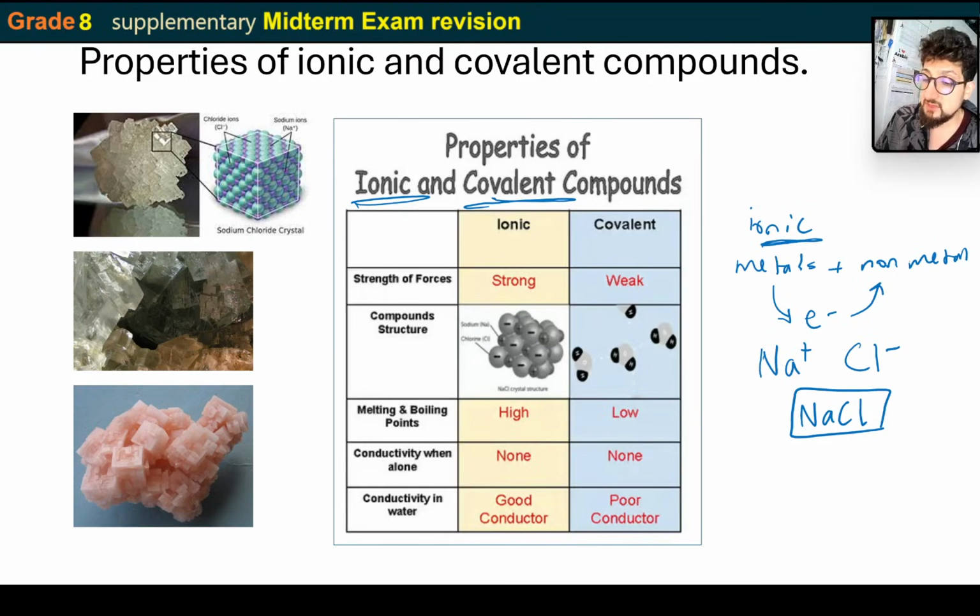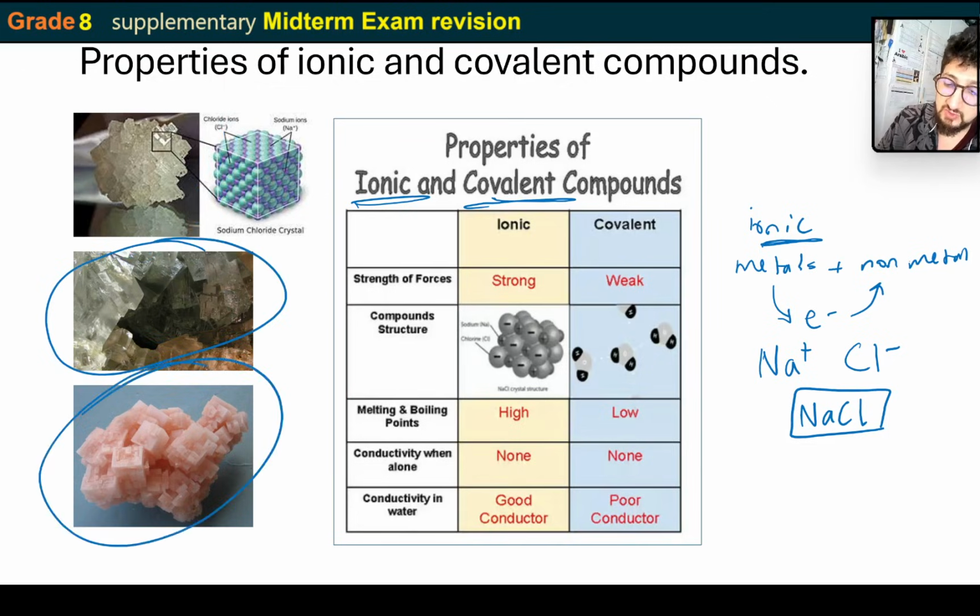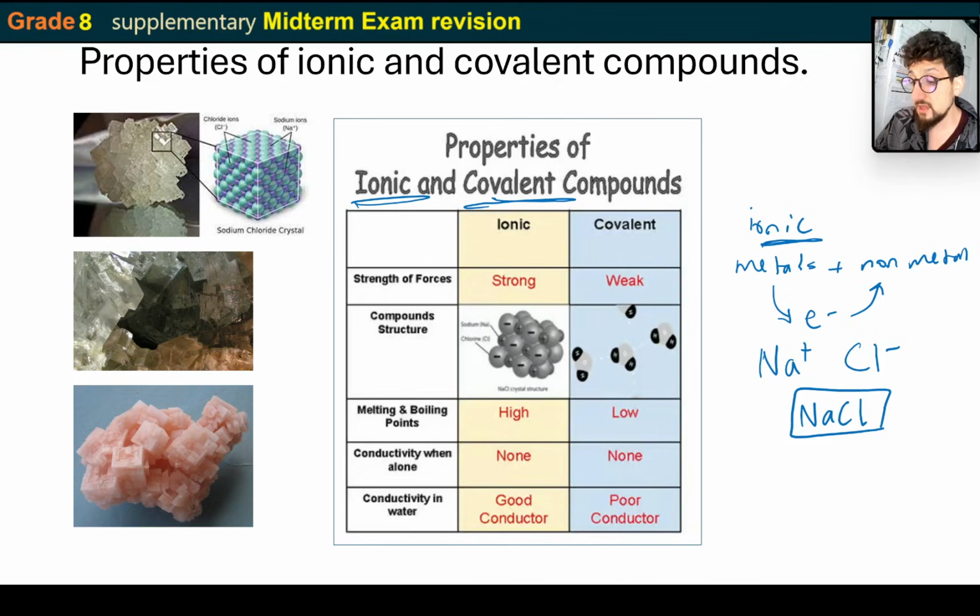Ionic compounds tend to form crystalline structures. So things like salt, for example, is an ionic compound. And this is what they look like. They look like crystals, okay? Unlike covalent compounds, that's not the case for covalent compounds.